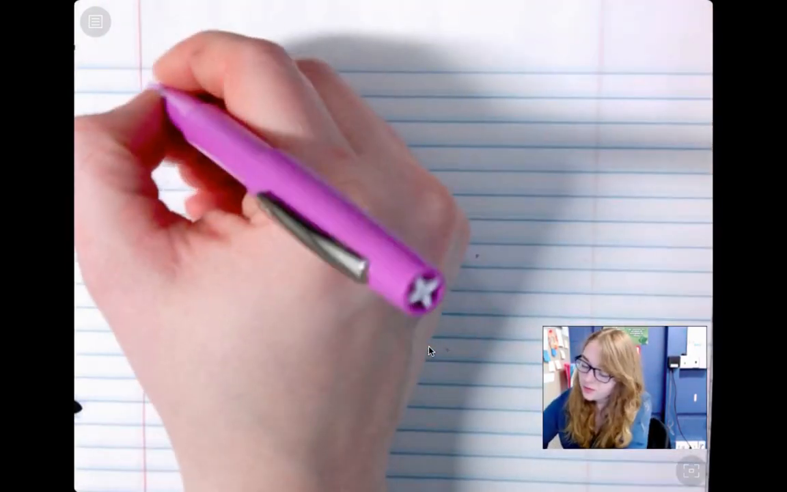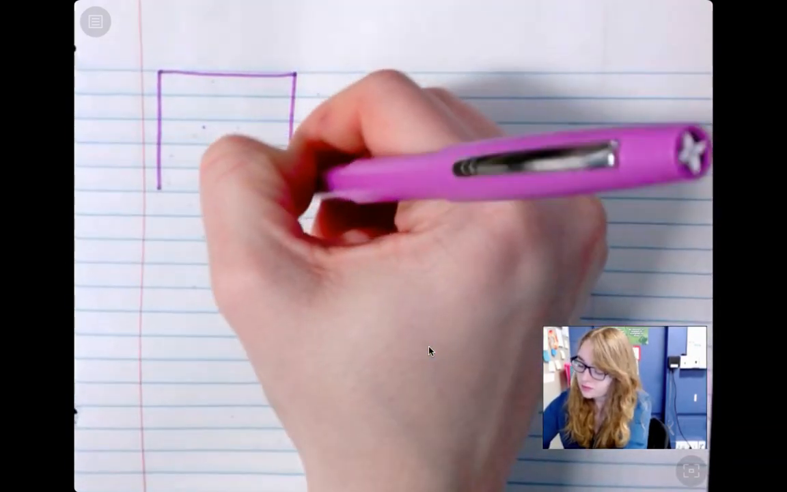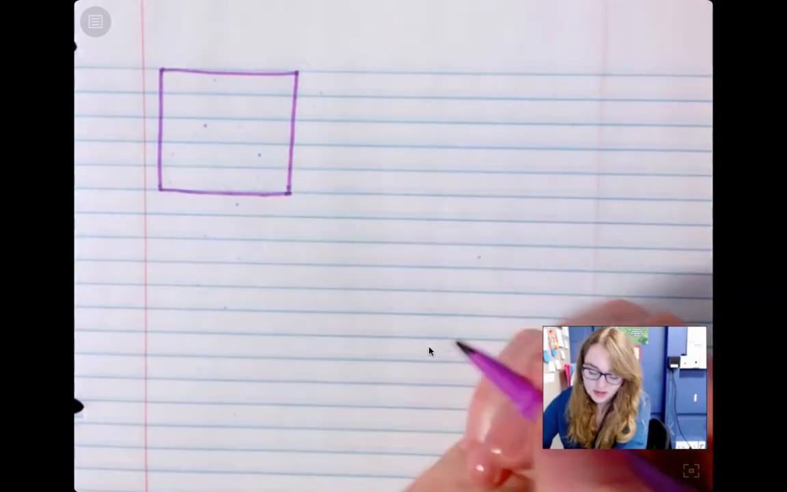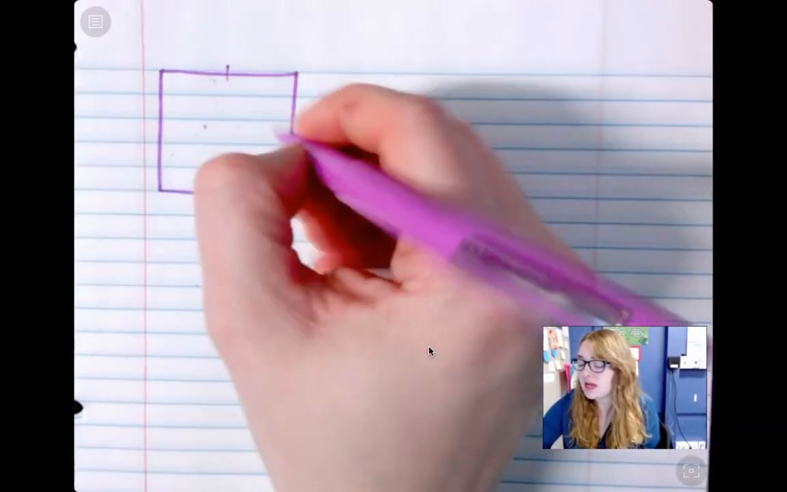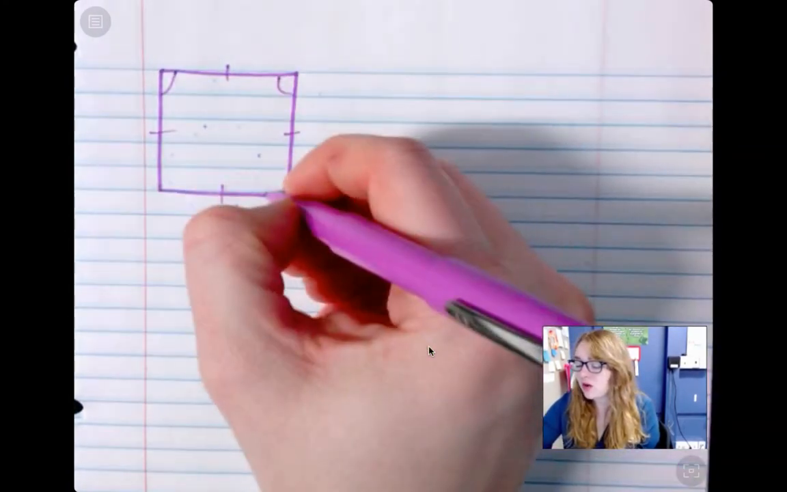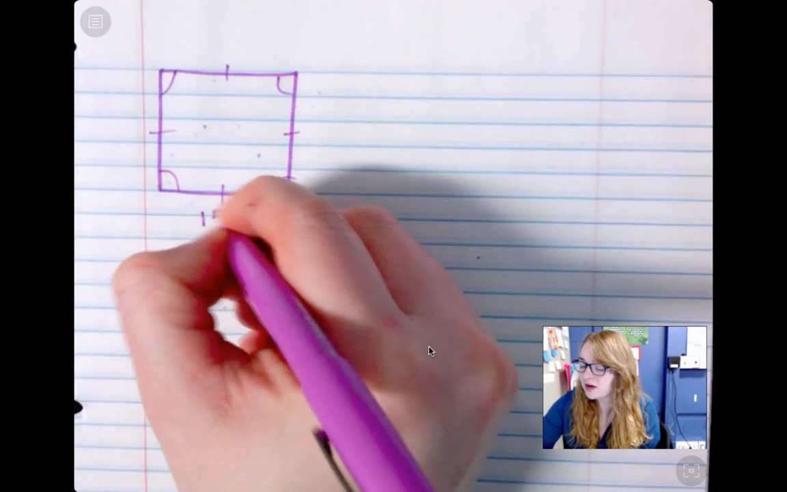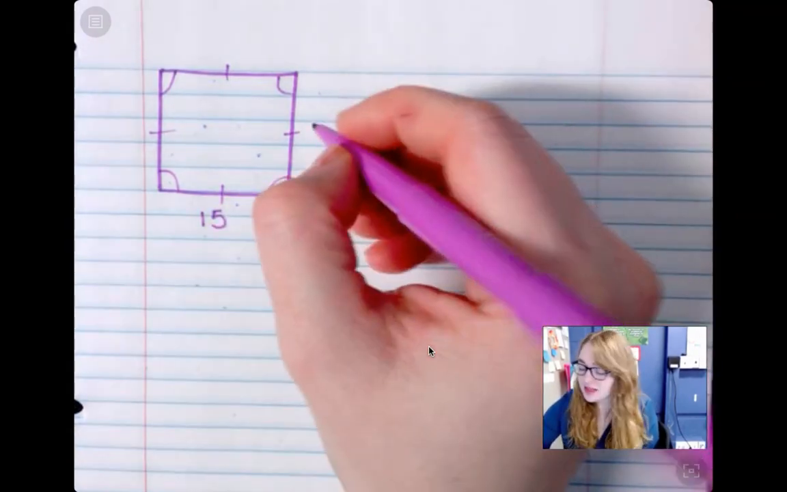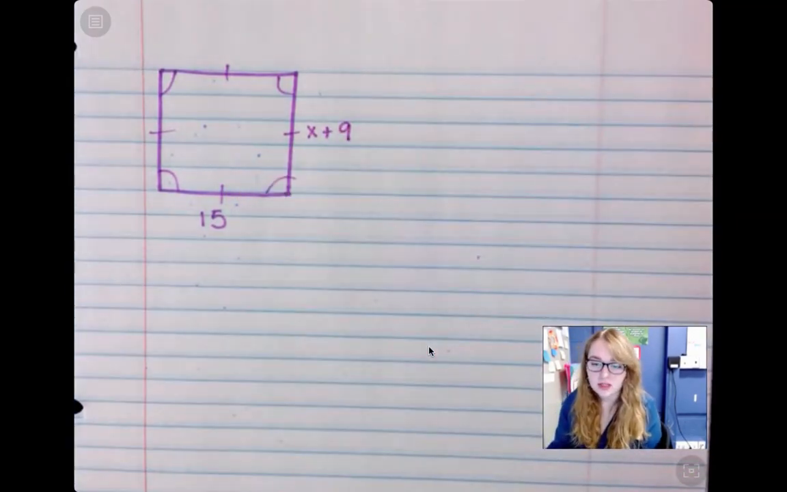All right, last example here, kiddos. All right. So we are given this quadrilateral, the shape with 4 sides, and we are told that it is a regular polygon here, meaning that it is equilateral, all the sides are congruent, and it is equiangular, meaning all the angles are congruent as well. Now we are given that this bottom side here is 15 units long, and that the side on the right side is x plus 9 units long.